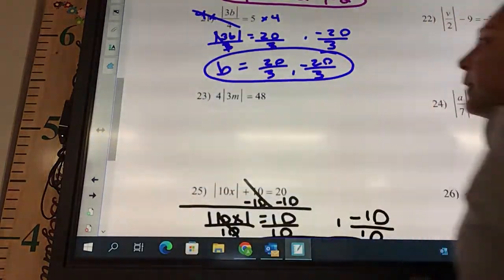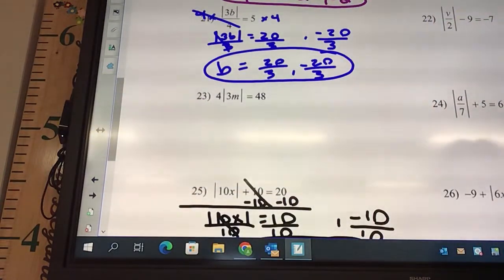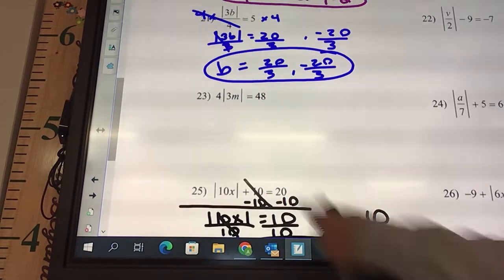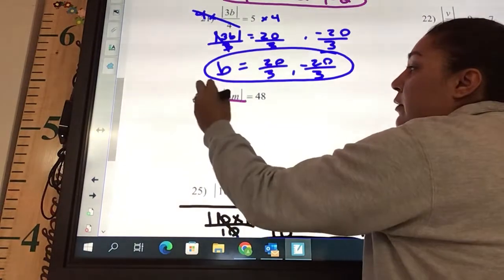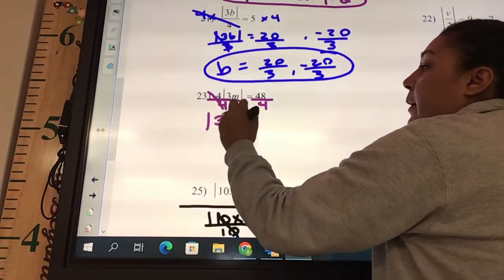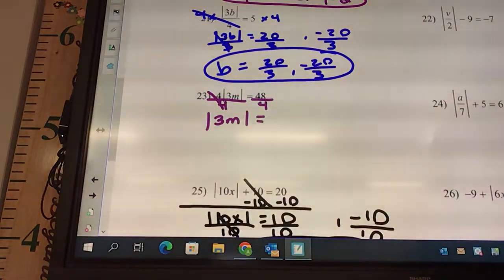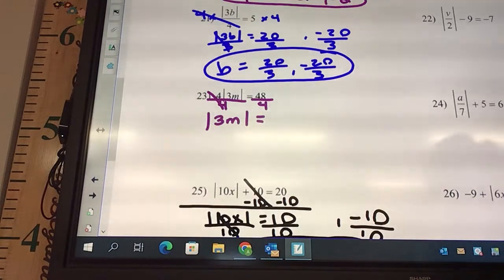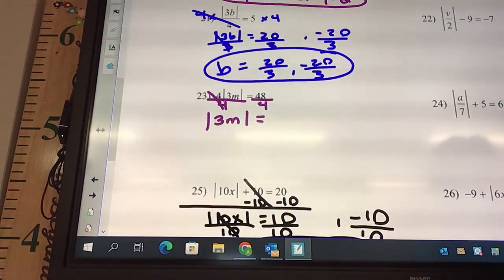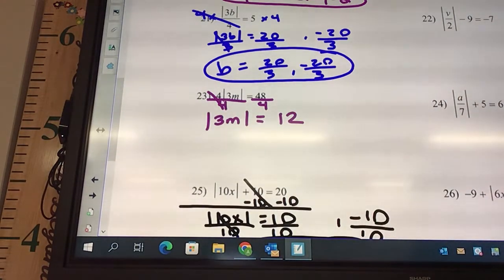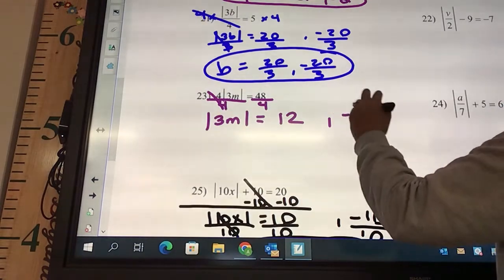Last one. What's going to be our first step? Not minus. Divide by 4. So when it's right next to each other, that means multiply. So we're going to say divide by 4. So I got 3m. What is 48 divided by 4? 12. Is it 12? Yeah, it's not 48. Okay, and then we can say comma, -12.